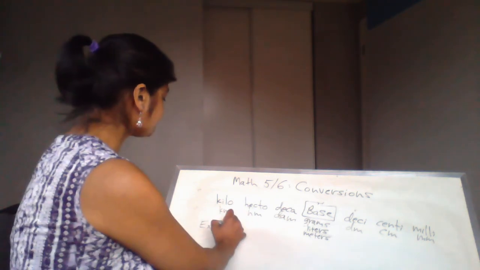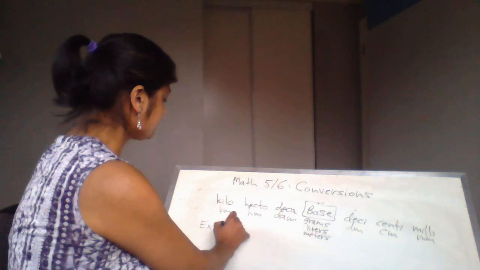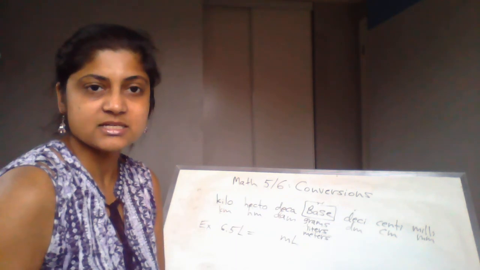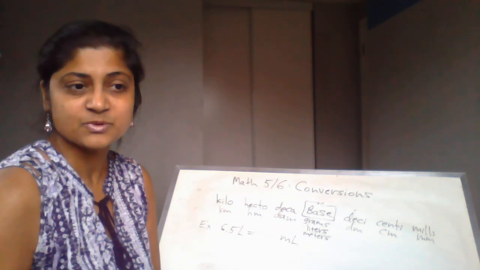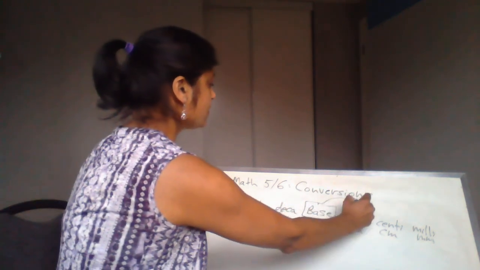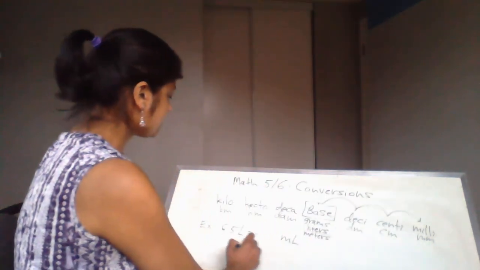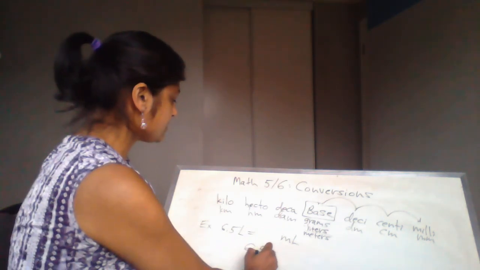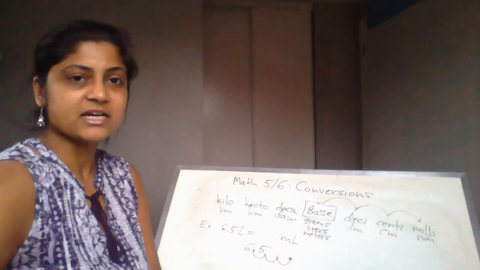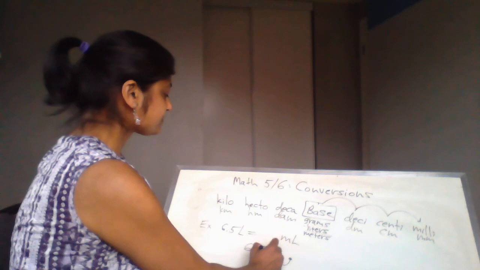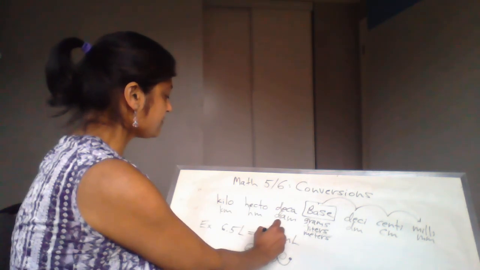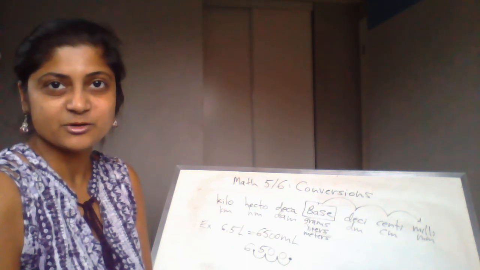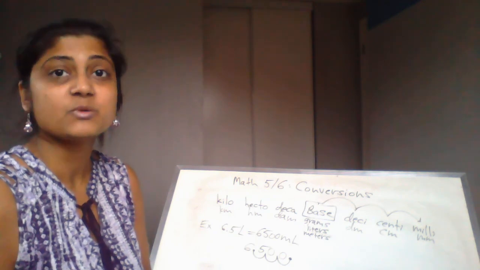So let's take a look at that. Let's do 6.5 in liters, and I'm going to change it to milliliters. So I'm going to move the decimal place to the right. Again, 1, 2, 3. I'm going to write the 6.5 here and move it to the right 3 times. So it's going to be 1, 2, 3. Again, I have 2 loops here, so I'm going to add 2 zeros. And my answer is 6,500 milliliters. The number will always be really big, and the actual number for liters will be much smaller.